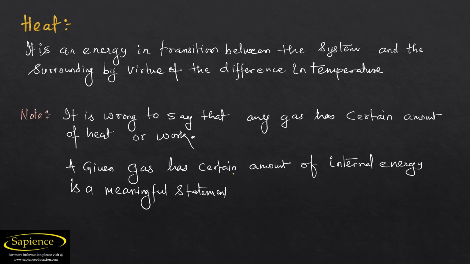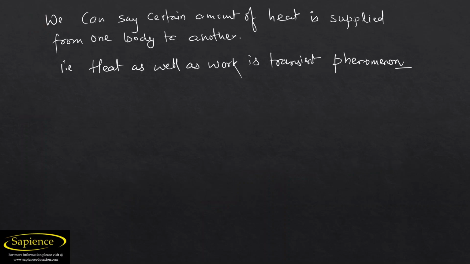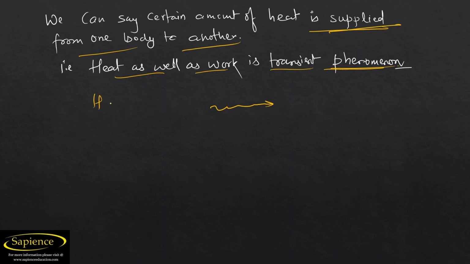A given gas has a certain amount of internal energy is a meaningful statement, but we can't say that it has some heat energy or work energy. No, it is never to be said. We can say a certain amount of heat has been supplied from one body to another. So it is a supply phenomenon, a flow phenomenon. Heat as well as work is a transient phenomenon. Heat transits due to temperature difference delta T, and work transition happens due to pressure difference.